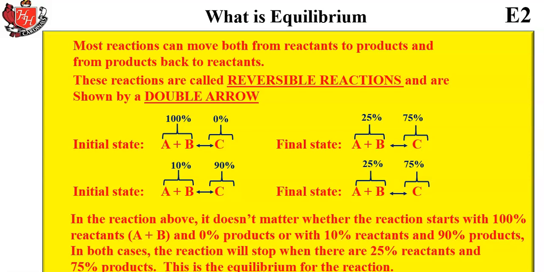products and 25% reactants. In the reaction above, it doesn't matter whether the reaction starts with 100% reactants and 0% products, or with 10% reactants and 90% products. In both cases, the reaction will stop when there are 25% reactants and 75% products. This is the equilibrium for this reaction.